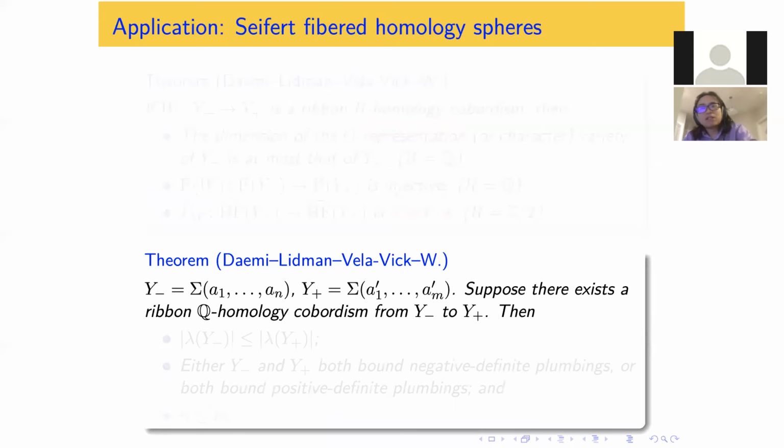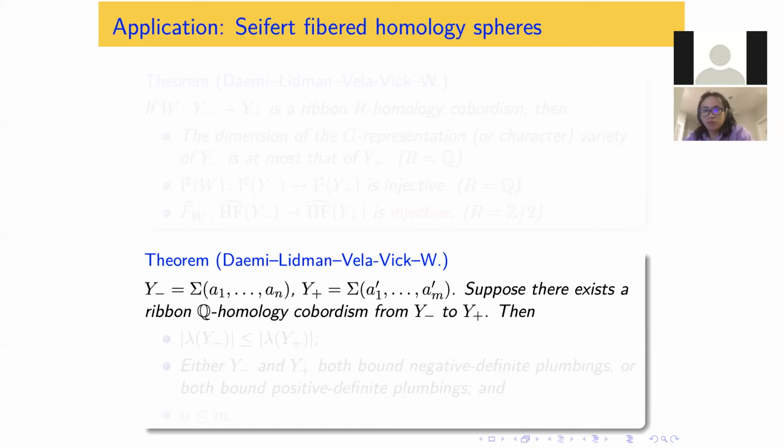So here's a second application. We're going to focus on Seifert-fibered homology spheres, that means Z homology spheres in particular. So here Y minus and Y plus are both Seifert-fibered Z homology spheres with n and m exceptional fibers, respectively. So suppose that there exists a ribbon Q homology cobordism from Y minus to Y plus.